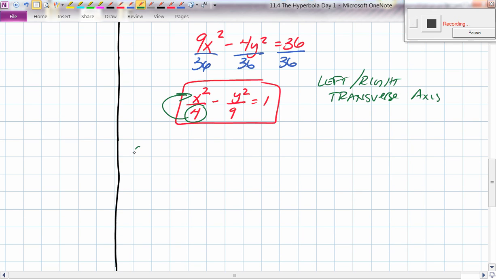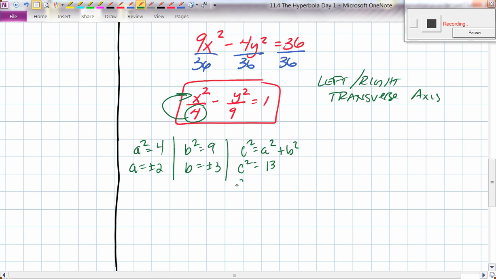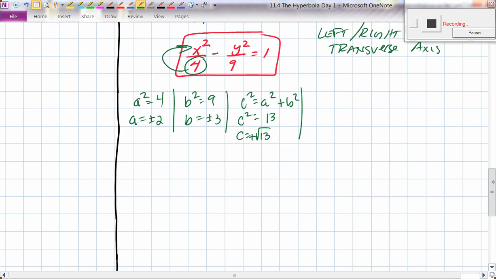A squared is 4, so that means A is plus or minus 2. B squared is 9, so B is plus or minus 3. C squared is A squared plus B squared, so C squared is 13. So C is plus or minus square root of 13. 3.6? Okay.